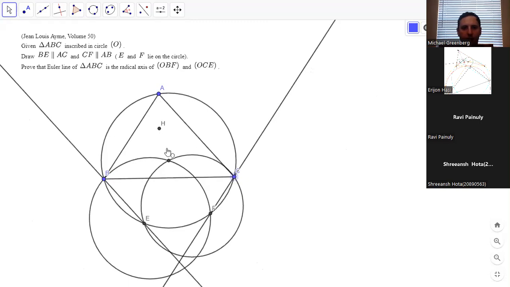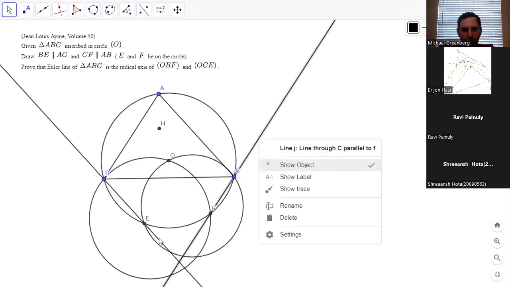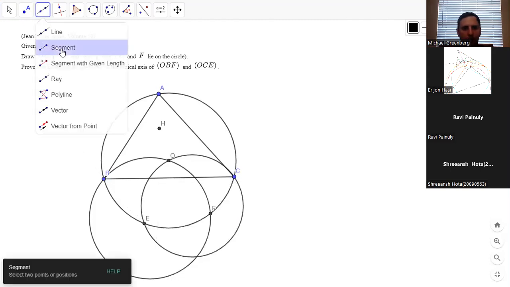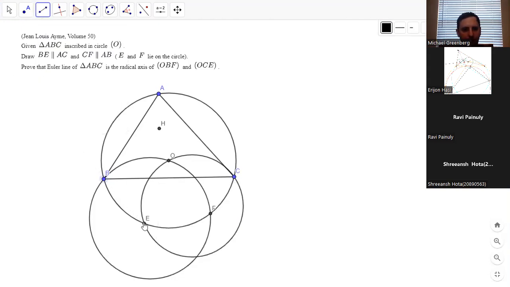So we want to show HO is collinear with this point, which is kind of interesting. So we have a couple of isosceles trapezoids. ACEB is an isosceles trapezoid, and so is ABFC. So how do we show H has the same power with respect to those circles?